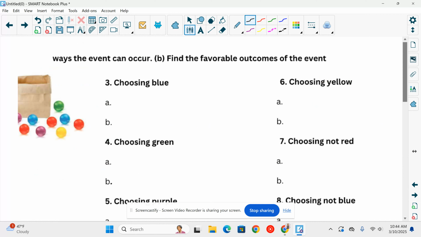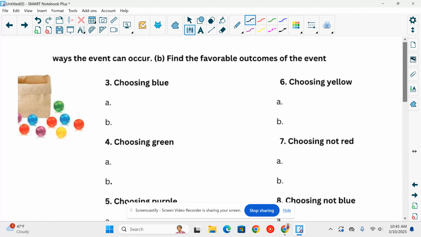Alright, we've got a new bag of marbles we're looking at. It says you randomly choose 1 marble from the bag. Find the number of ways the event can occur for part A. And then part B, find the favorable event outcomes of the event. So part A is find the number of ways. How many ways can we get it? And part B, what would those ways be?